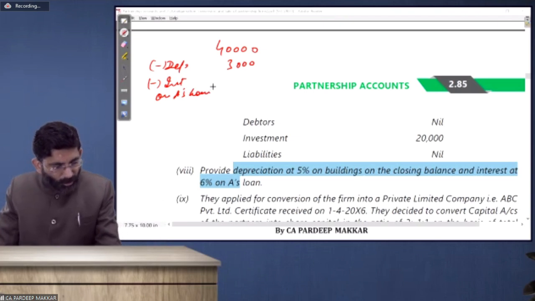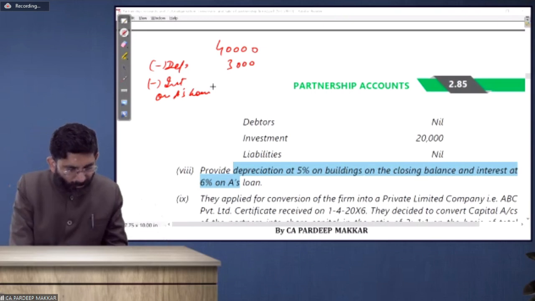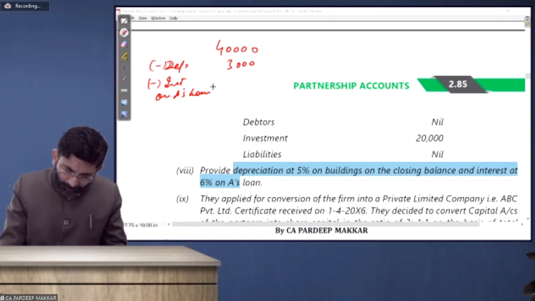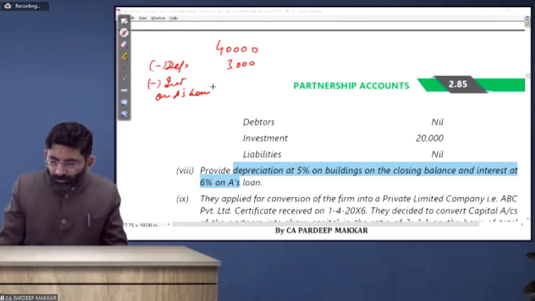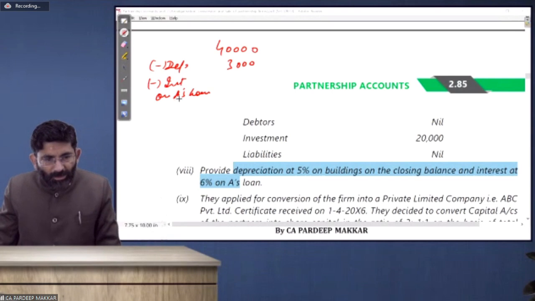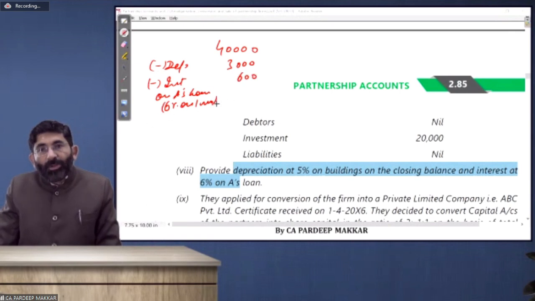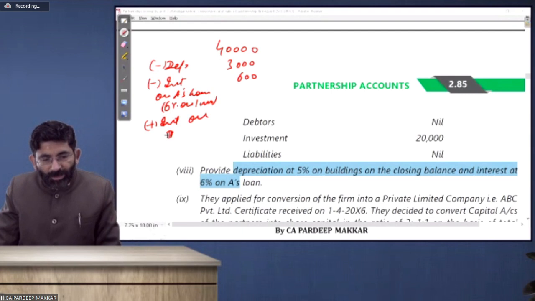How much is the A's loan in this case? Check it out. Loan from A is given to you in the balance sheet. Yes, it is 10,000. So 10,000 into 6%, it is beta 600. Now this is all about trading, but actual profit must include interest on debenture also, which has been received to us on our investment. Interest on debenture, that is 6% on 20,000. So this will be added. So get the profit.